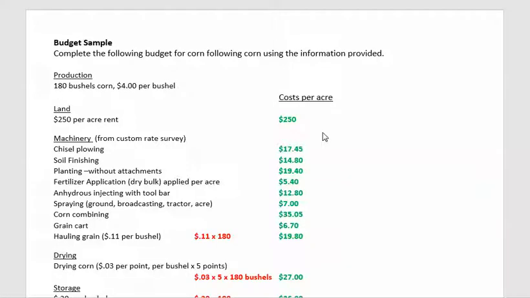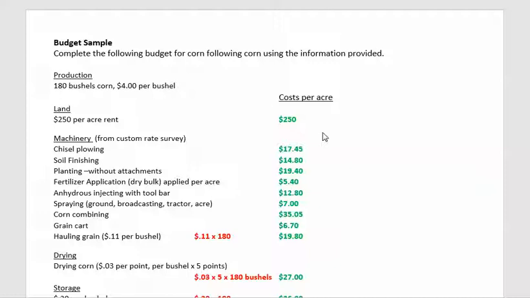Hello, today we're going to take a look at this budget sample where we are computing the cost of producing corn and the cost of producing pigs. I may need to do a second video to catch all of this material, but in any case, let's go ahead and get started.